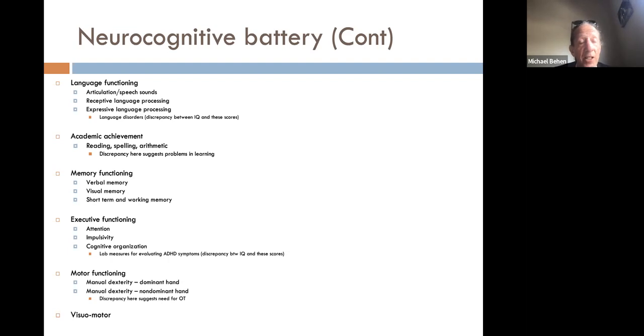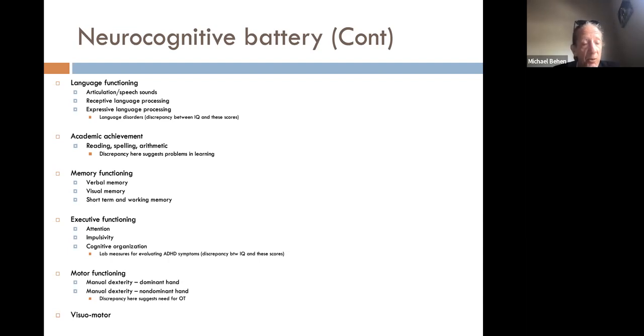Again, it wouldn't be very useful for someone who has a reading problem and they're reluctant to do tasks or resistant to doing tasks or inattentive because they have a learning problem, it wouldn't be very effective to treat them with stimulants, right? We would want to get them supports for learning.